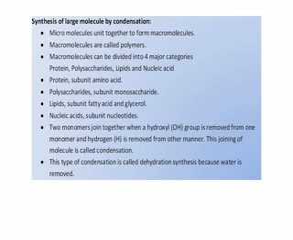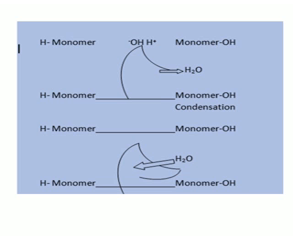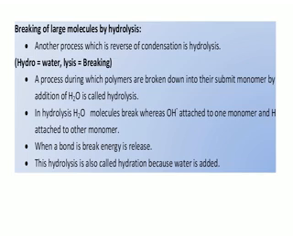Two monomers. Now the condensation process. When two monomers join together, when a hydroxyl group is removed from one monomer and hydrogen is removed from another monomer, this joining of molecules is known as condensation, and this type of condensation is also known as dehydration. Why? Because water is removed, therefore it is known as the dehydration process. The hydrolysis process and condensation are shown in this figure.